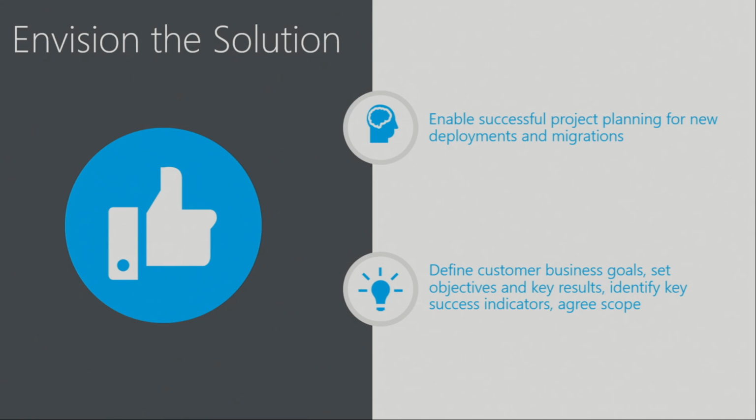Envisioning the solution is, what do we want this to look like? How is this going to change our business? What are my business goals? What are my OKRs, as we call them? What are my objectives and what are my key results? What are my key success indicators? How do I measure that what I did was good for my business or not so good for my business? I have to have a better measuring stick than, well, the users liked it or the users didn't like it. I can't measure that. I can feel the pain of it, but I can't measure it.